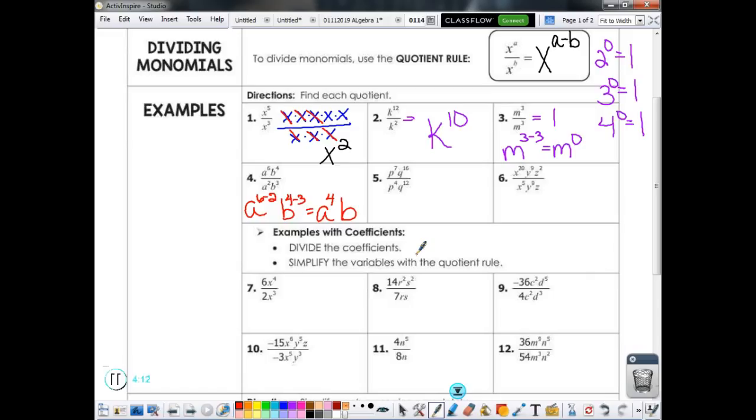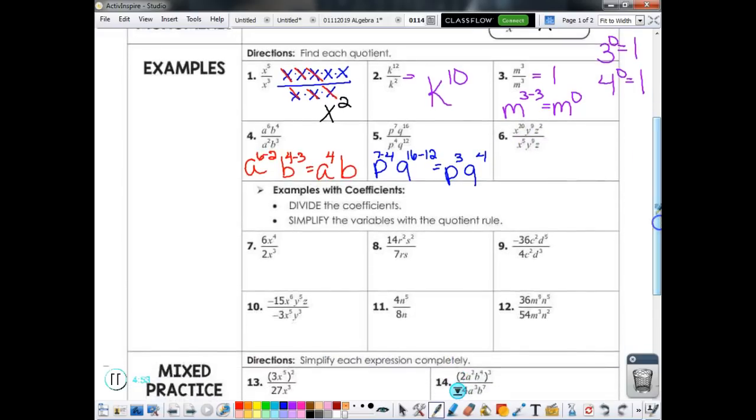Okay, so try number 5. For number 5, I have p, and then 7 on the top, 4 on the bottom, so it would be 7 minus 4. And then q raised to the 16 minus 12, right? So 7 minus 4 is 3, and 16 minus 12 is 4. So you should get p raised to the 3rd power, q raised to the 4th power. Okay, does that make sense? Any questions? Make sure you don't mix up the bases, right? The p's go with the p's, the q's go with the q's, x's, y's, and z's.